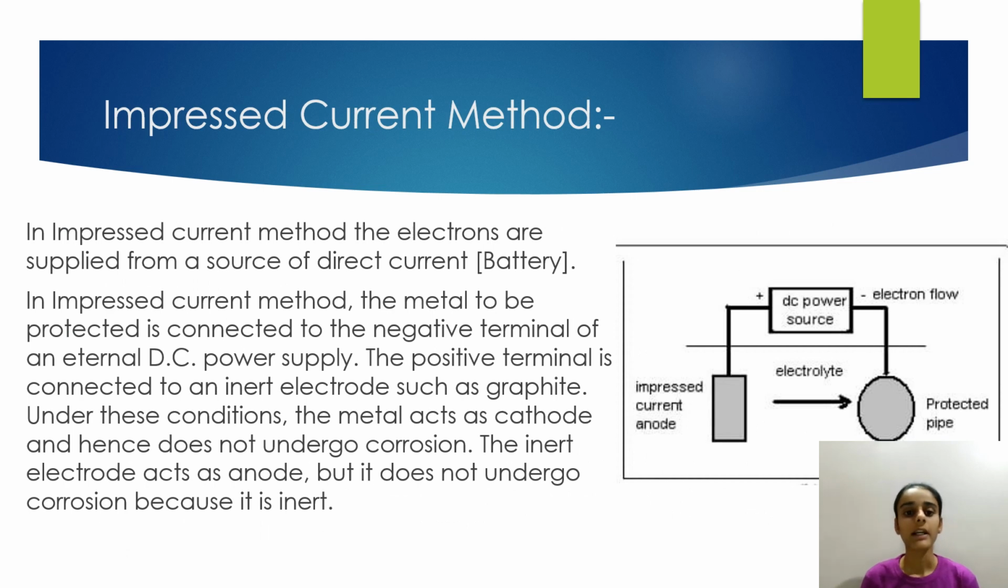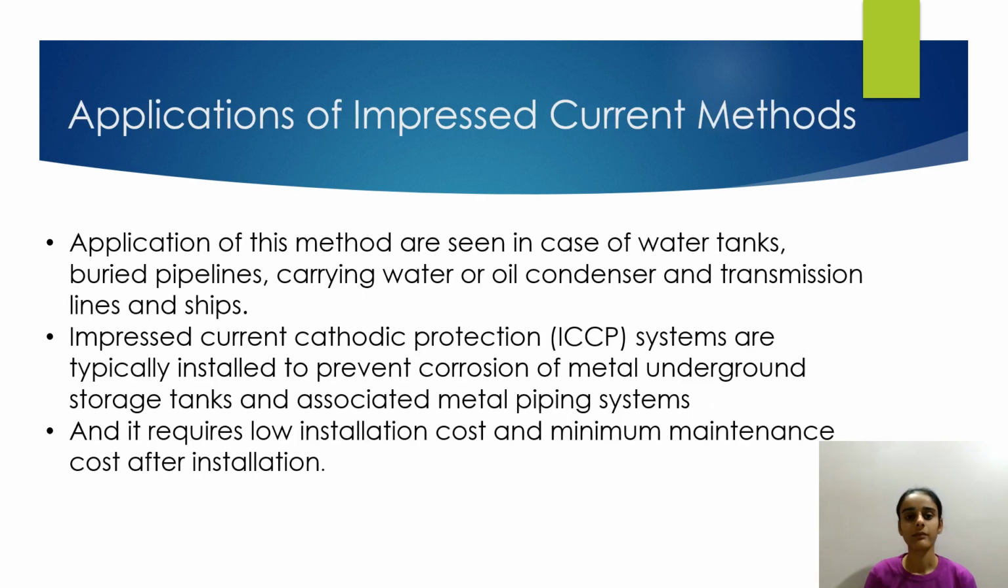Impressed current method. In the impressed current method, electrons are supplied from a source of direct current, that is a battery. The metal to be protected is connected to the negative terminal of the external DC supply. The positive terminal is connected to an inert electrode such as graphite. Under this condition, the metal acts as cathode and hence does not undergo corrosion. The inert electrode acts as anode but does not undergo corrosion because it is inert.